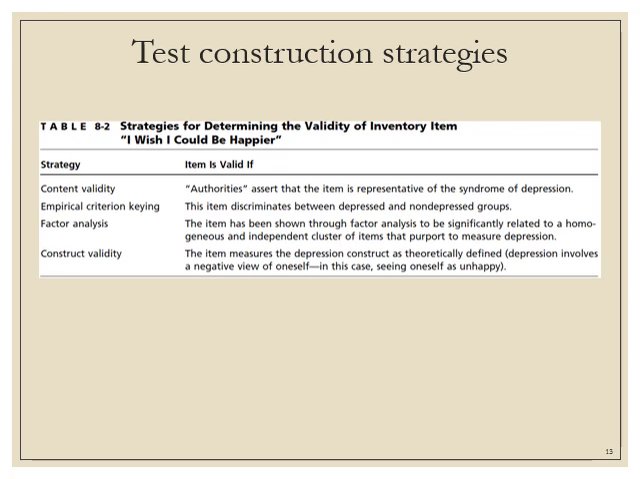Finally, in the construct validity approach, the item "I wish I could be happier" would be valid if it measured the depression construct as theoretically defined. That is, depression involves a negative view of oneself, and it's theoretically consistent that somebody who had a negative view of oneself wishes they could be happier. And this would also be, in the construct validity approach, further validated by factor analysis.